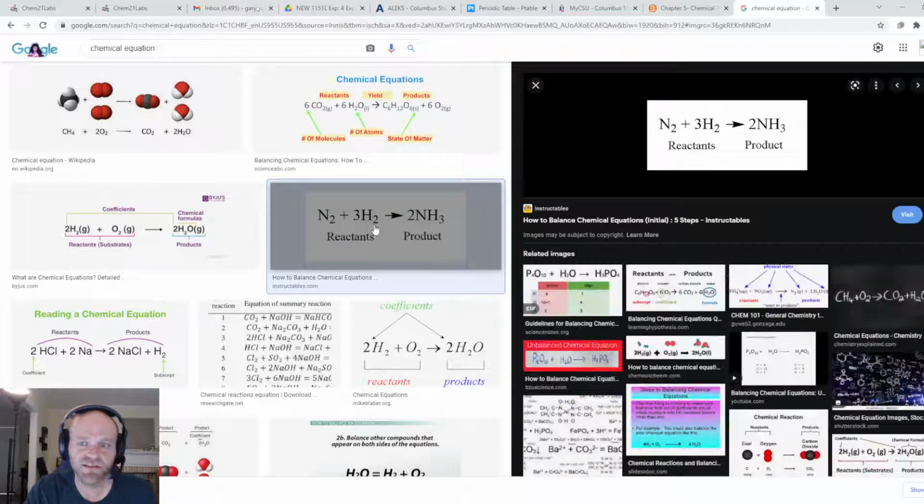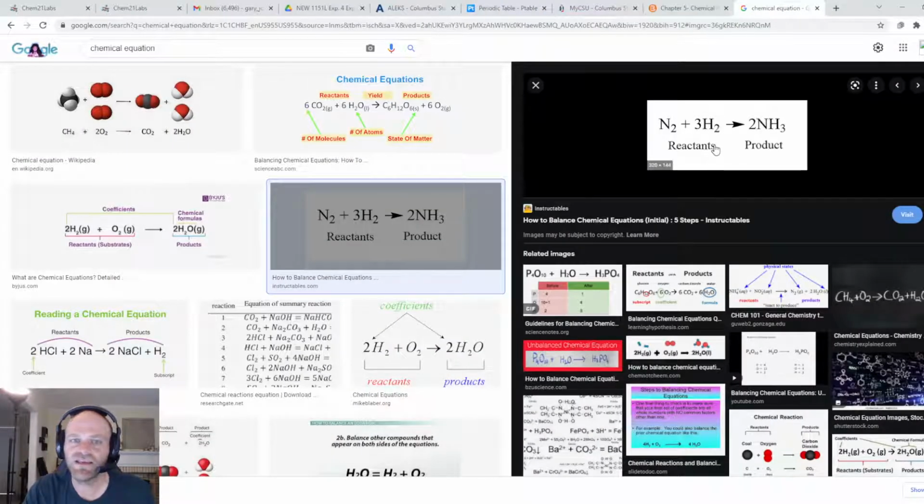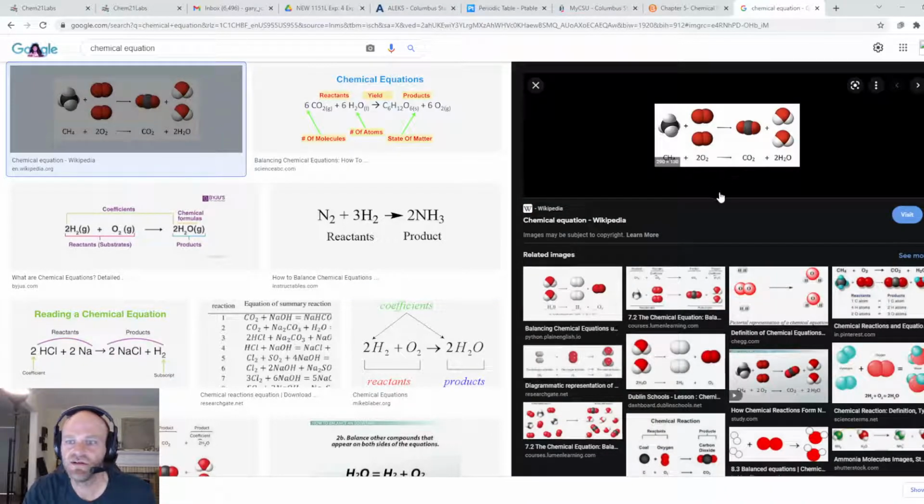Let me get one that's a little simpler. So N2 plus 3H2, actually I like this one here, CH4 plus 2O2, because it shows me the atoms here. All right, so notice that I still have the same number of atoms on the left that I do on the right, but they've changed position, they've changed arrangement. The bonds have been broken and then put back together. Okay, so this is the chemical equation.